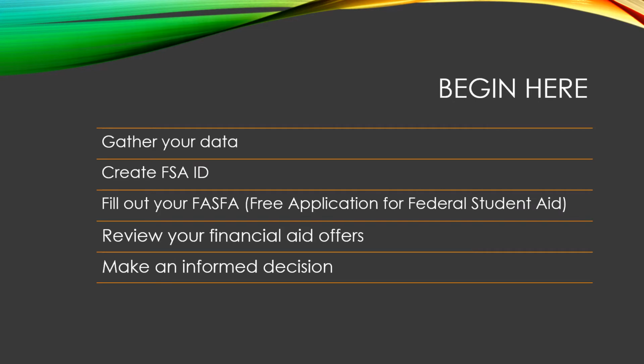First, you will need to gather your data, create an FSA ID, fill out your FAFSA, which is the Free Application for Federal Student Aid, review your financial aid offers, and then finally make an informed decision based upon the offers that you have received.